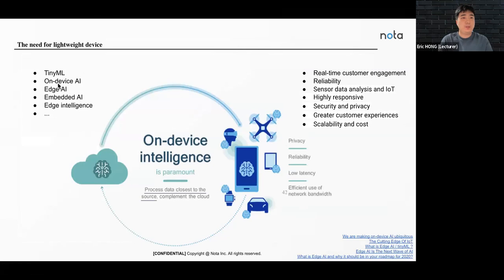So there are different terms: tiny ML, on-device AI, edge AI, embedded AI, edge intelligence. These terms are for real-time customer engagement, reliable service and sensor data analysis with high responsiveness, and security and privacy, because they don't have a LAN cable connected. All the data they collect is consumed within the device, so it is called on-device. So there's no security and privacy issue, and there's greater customer experience and scalability cost.